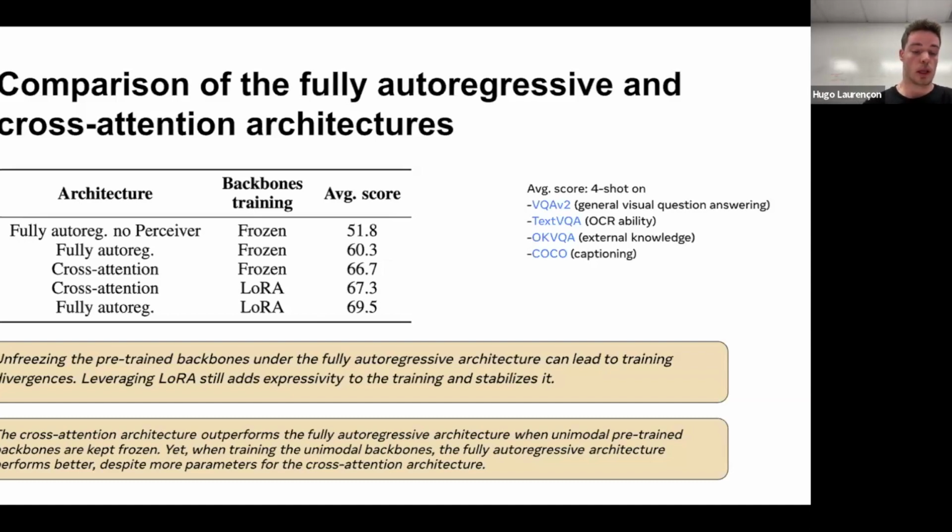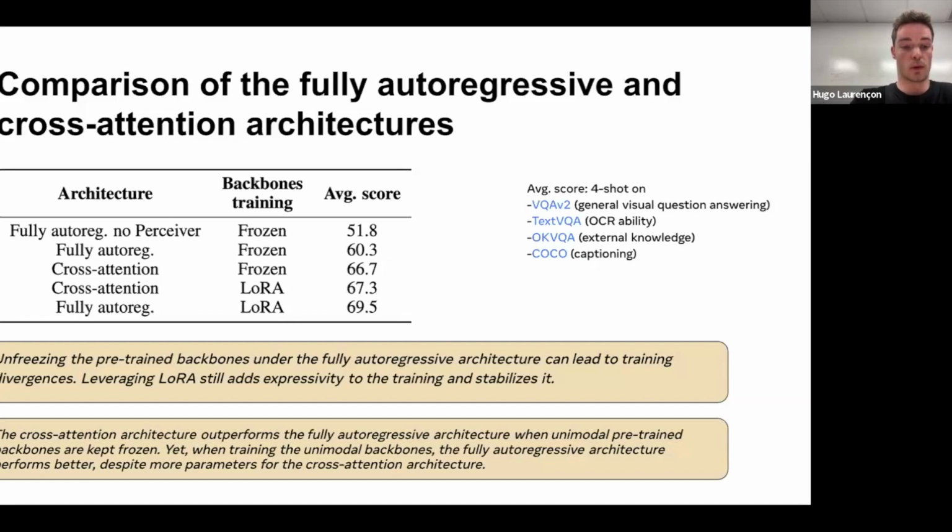And what we can see is that the fully autoregressive architecture performs worse than the cross-attention architecture when the backbones are frozen. So on this, you have to keep in mind that the cross-attention has much more trainable parameters, so that can be expected in a certain way. However, if you train the backbones with LoRa, it's the other way around.